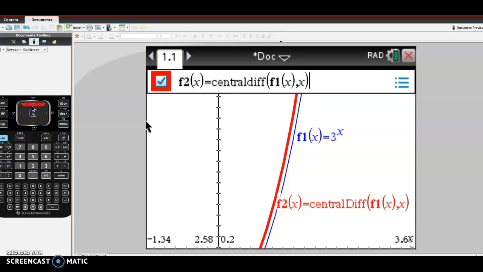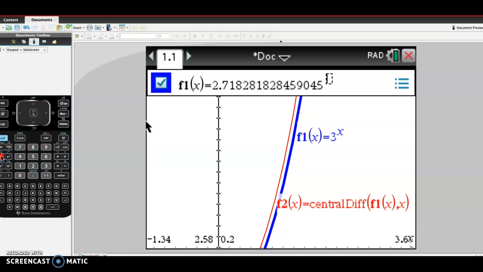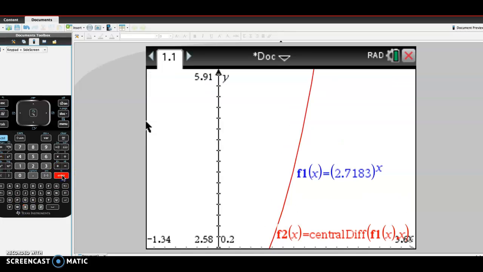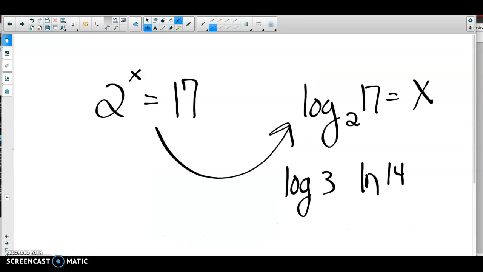Let's go tab. I'm going to change it to 2.71828. This is a random guess. 1828459045 to the x. Hit enter. And take a look at that, folks. The derivative of 2.718281828459045 to the x is exactly the same as its derivative. Now, how did Mr. Brigham just figure that out? Mr. Brigham knows that the only function that is its own derivative is that function right there.